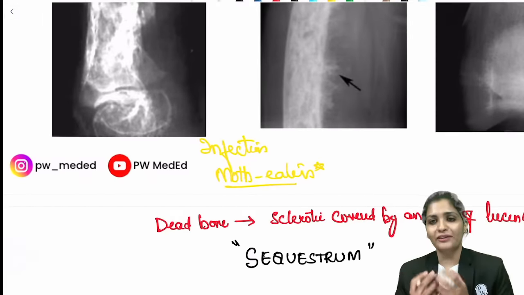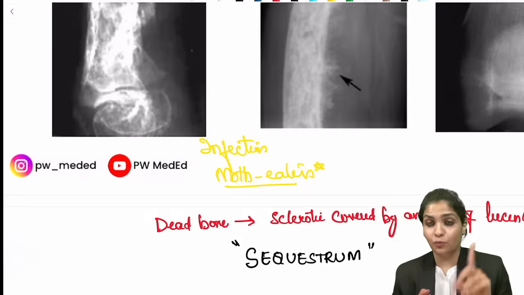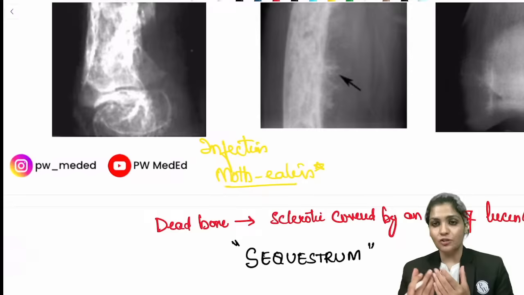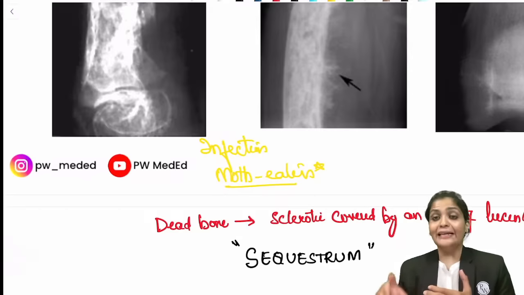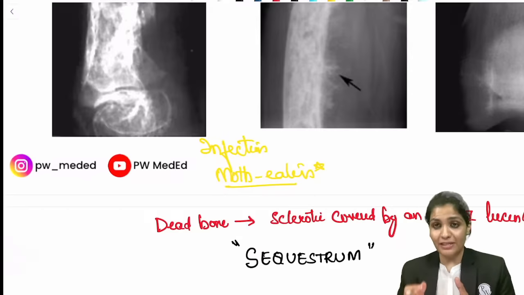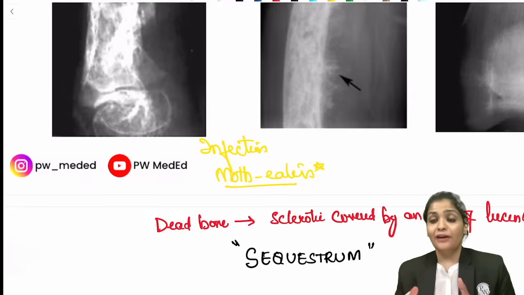What is the sign of a living bone? It should be resorbed. If you remember bone remodeling, which I told you about in that particular question, bone remodeling is nothing but bone resorption and then bone formation. In case of dead bone, because there is no vascular supply, there is no resorption. Hence it appears whiter, more dense than the surrounding bone. Hence it is dense sclerotic bone, which is called sequestrum.